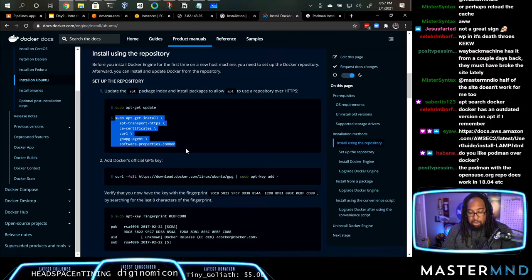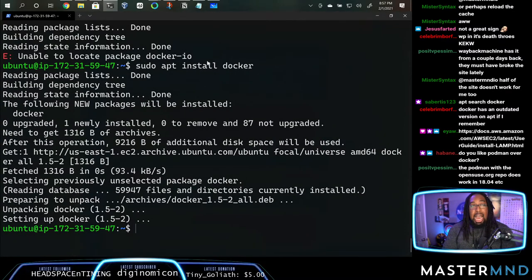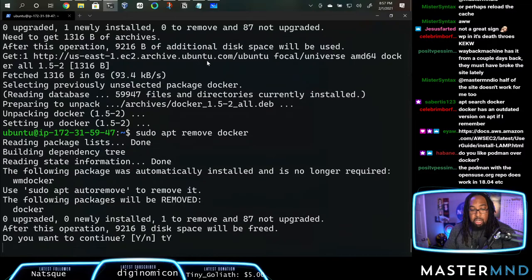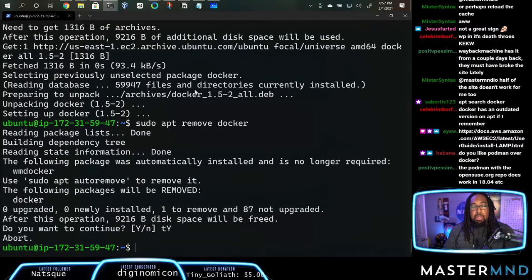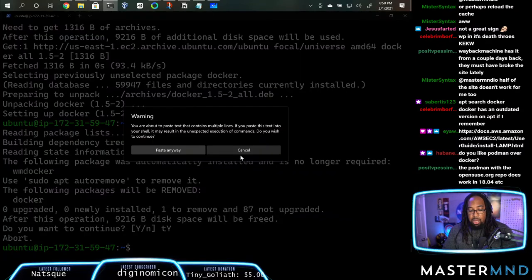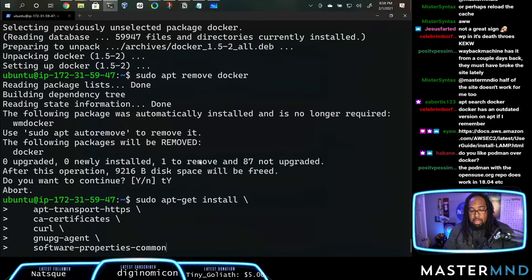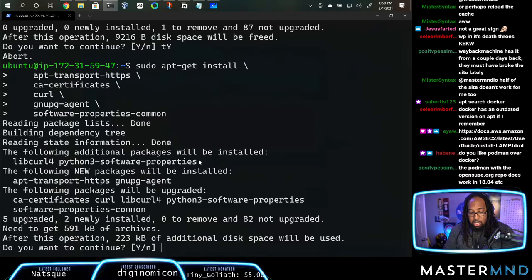I'm gonna install the real Docker version because I ran into some significant issues with networking last time I used the internal Docker package. And that's why I don't wanna do it. But yeah, I'm just gonna install it. It'll take 5 minutes to install it real quick. Problem with OpenSUSE repo does work in 1804. And I'm just gonna do this real quick. So paste anyway. Let's go ahead and get what we need in here.